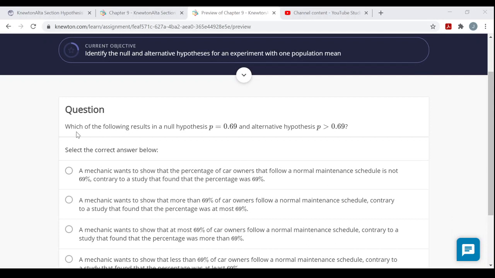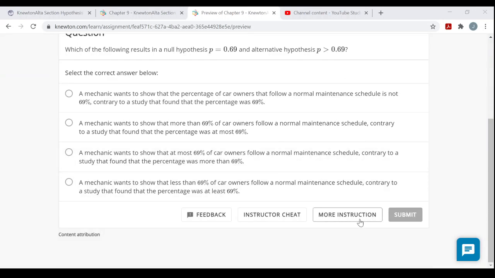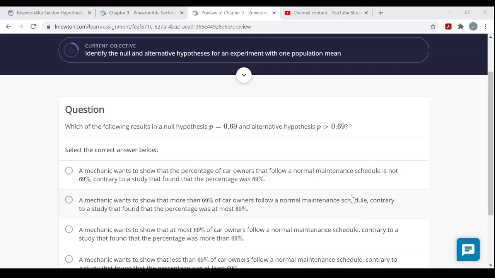So the question here is simply, again, if you're unfamiliar with the topic and you want to see some more stuff, click on more instruction, look at their videos, their notes, their examples, and hopefully they help you out. Alright, so which of the following results in a null hypothesis p equals 0.69? Again, this is a population proportion, not a mean, but still it's all about setting up the hypotheses properly.